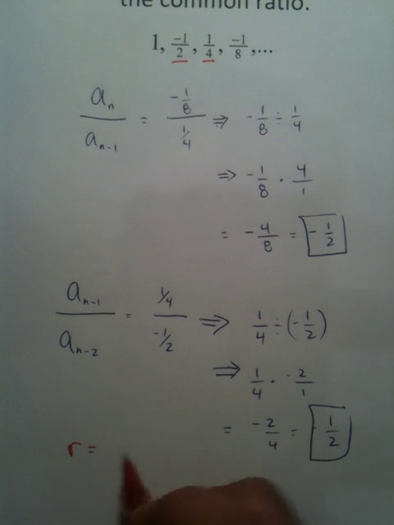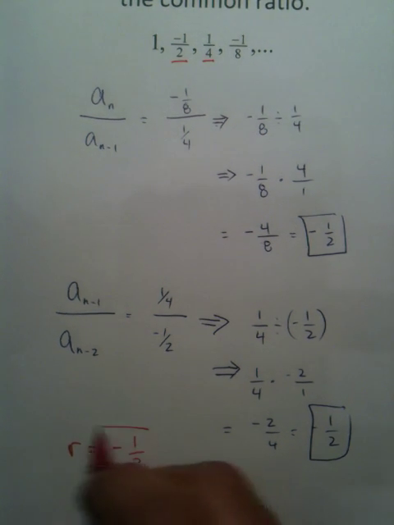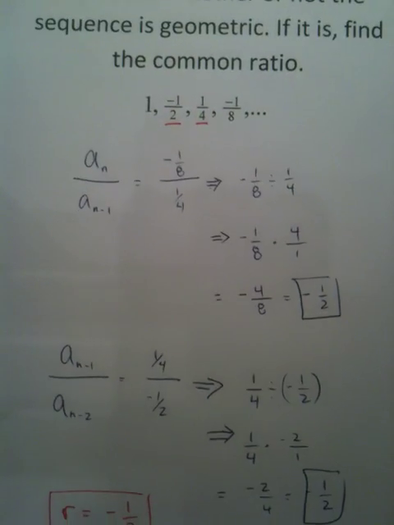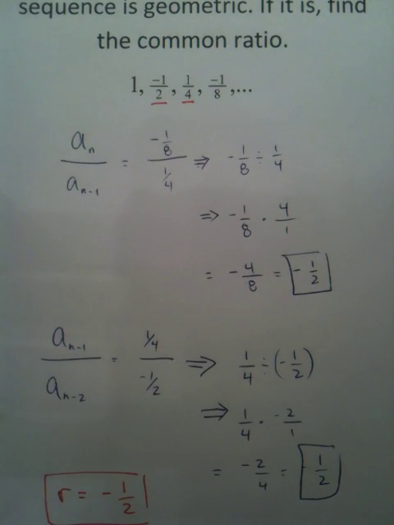You would say the common ratio is equal to negative 1/2, and you now can with confidence say this is a geometric sequence.